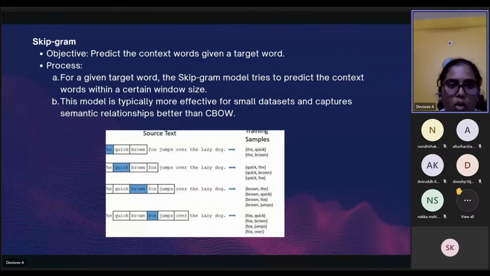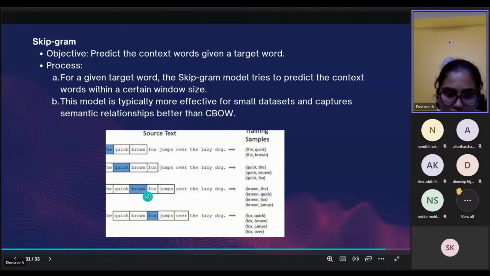In skipgram, the objective is to predict the context words for a given target word. Here again, it takes the context window as the hyperparameter. For example, in this example, if it takes the input as fox, it should be able to predict the words around it, such as quick, brown, jumps, and over.